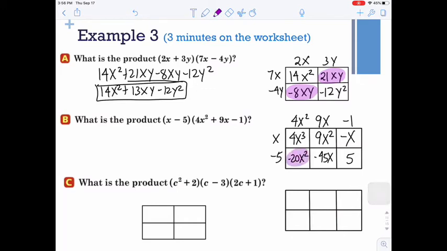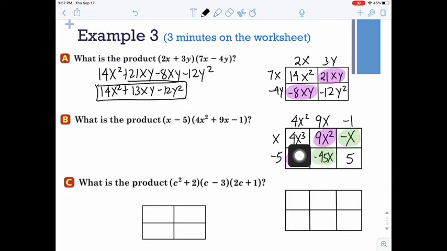I've got a negative 20x squared and a positive 9x squared. Sorry, those are both squared. I have negative 45x and negative x, and that's it. My 4x cubed is by itself, and my constant is by itself. So now I can just go ahead and write my final answer out.